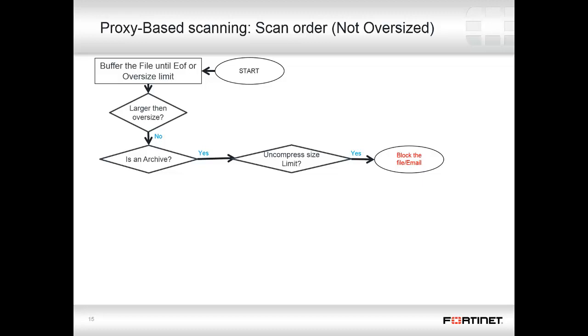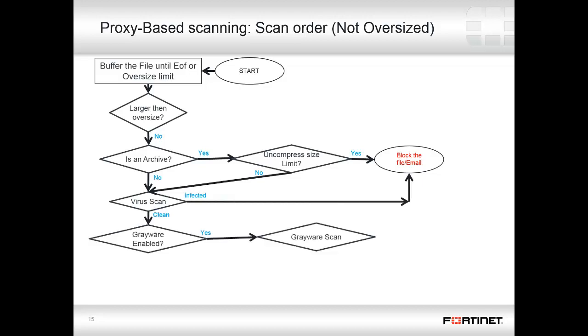Likewise, if it was not an archive, the FortiGate moves on to the actual virus detection. If a virus is detected, it will cause the FortiGate to block the file. If it's clean, then the unit checks to see if grayware scanning is turned on. If it is, the file or archive contents will be checked for the existence of any known grayware. Just like virus scanning, if an infection is found, the FortiGate will block it.